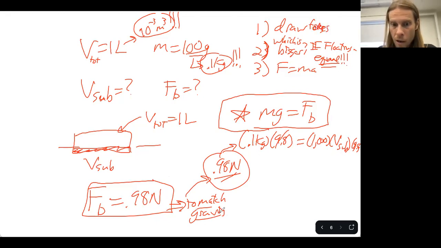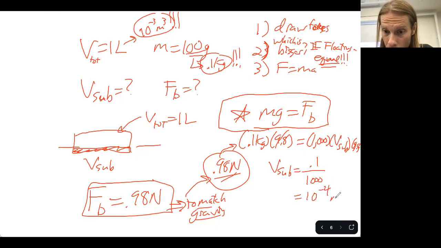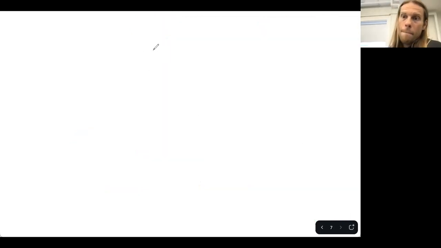Let me see if I can do this one with the forces. That looks good enough. So I can then solve for V sub by saying V sub equals 0.1 over 1,000, which is 0.0001, that's 10 to the negative 4 cubic meters. Right, which is a tenth of a liter, or 0.1 liters, because I multiply by 1,000 to get liters, and that's going to be 100 milliliters, however you want to write it, just like that. What's a shortcut?